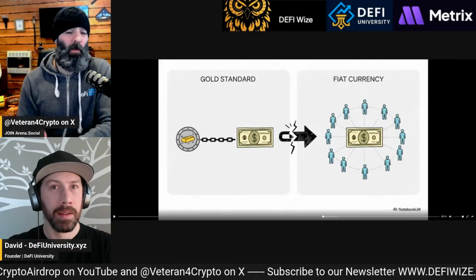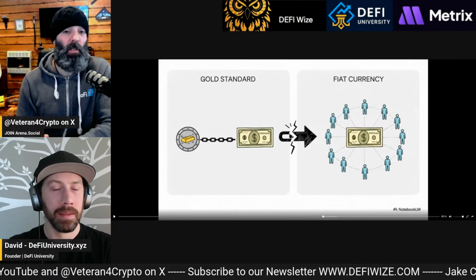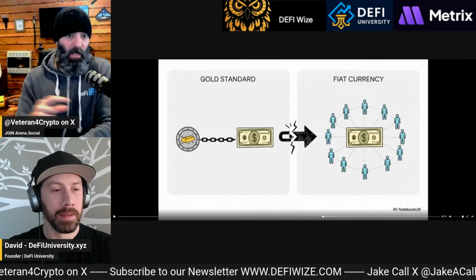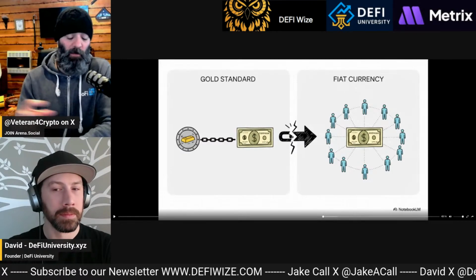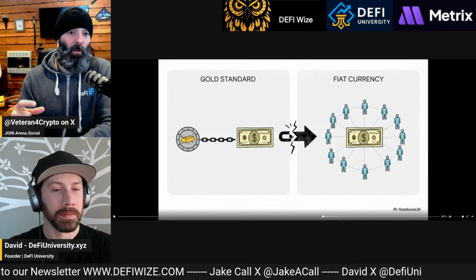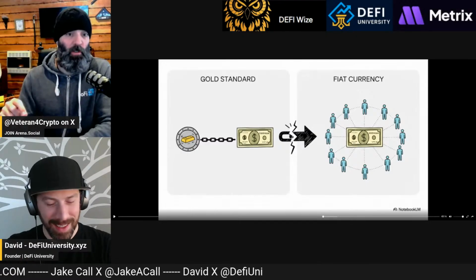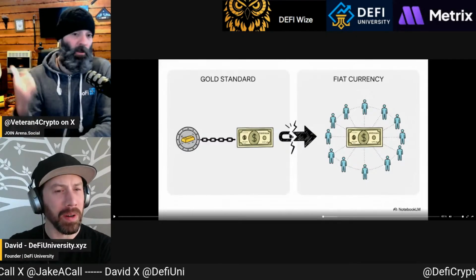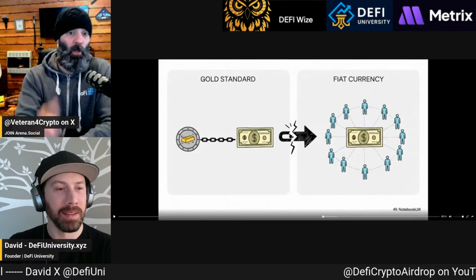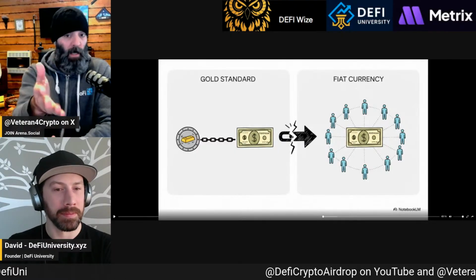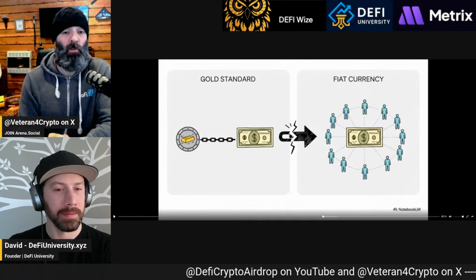Because if we were still on the gold standard, back in the day when it was actually printed, I have a couple in my safe, dollar bills and $5 bills and $20 bills that say silver certificate or gold certificate. It says you can redeem it. You still are supposed to be able to go in and redeem those for a small amount of gold or silver.